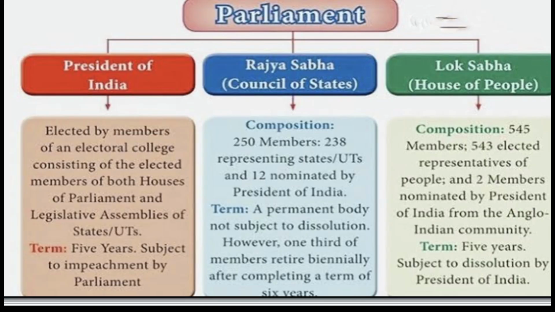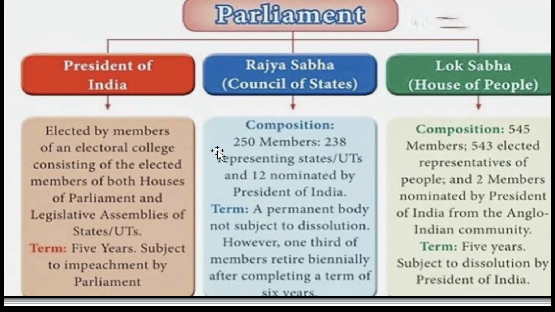In the parliament, there is the president of India, Rajya Sabha, the council of states as we also call it, and Lok Sabha, the house of people as we also call it. The president will be elected by the members of an electoral college. Electoral college means elected members of both the houses of parliament, and legislative assemblies at the state and union territories. Okay, and their term is 5 years. Okay, and impeachment is also there by the parliament, means you can remove them.